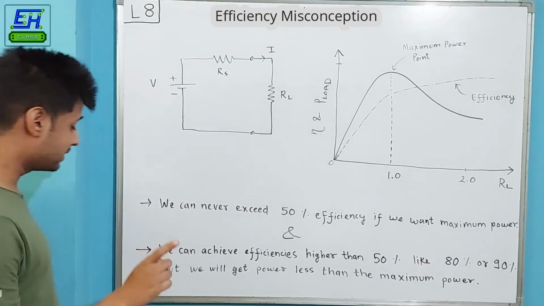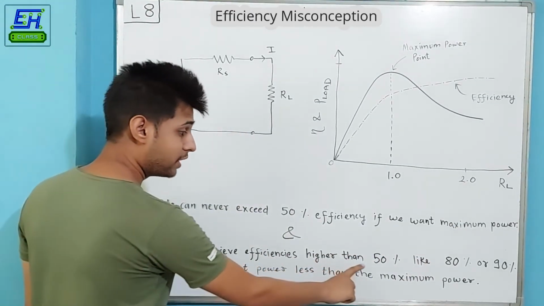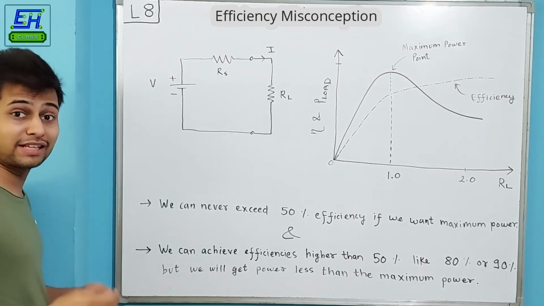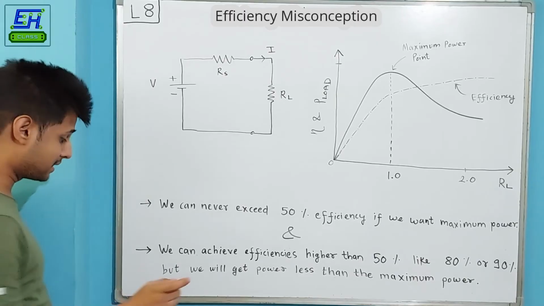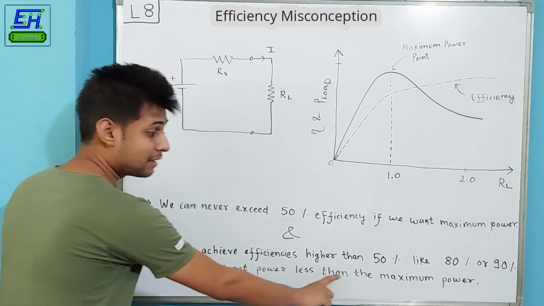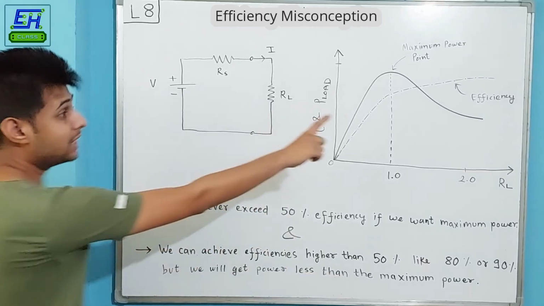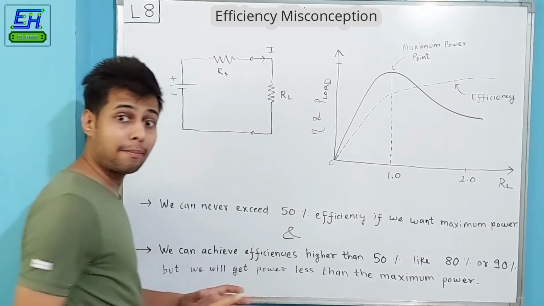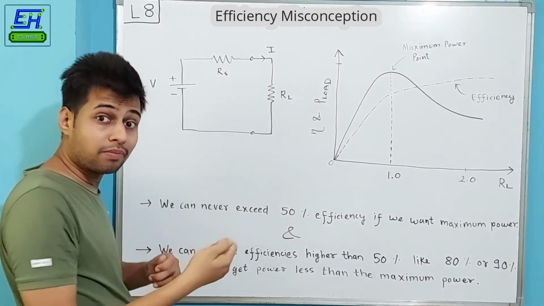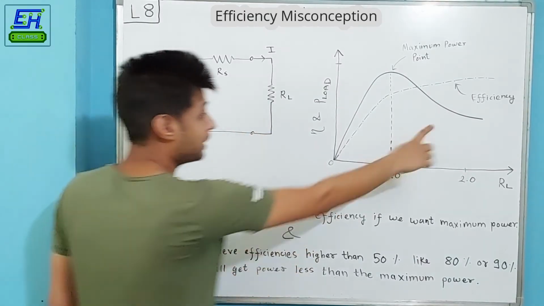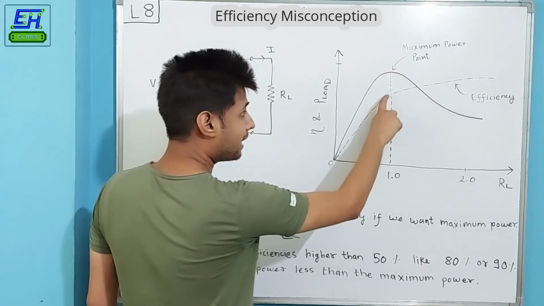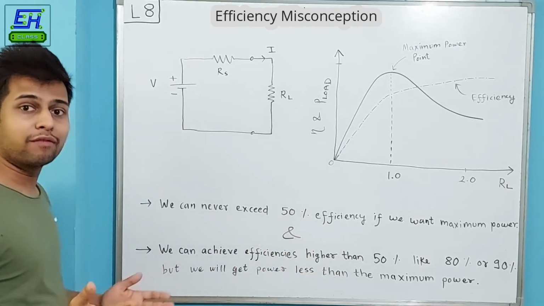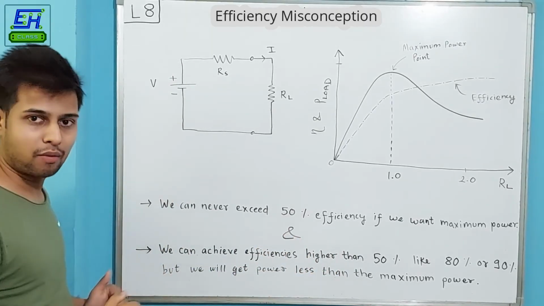And the second one is that we can achieve efficiencies higher than 50%, like 80% or 90% or even 98% in the case of SMPS or the switching mode power supplies, but we will get power less than the maximum power. We can see it from here. For higher efficiencies, the power is actually lesser than the maximum power which we can take from that source. Definitely it is lower than what we get at 50% efficiency. So we can get higher efficiencies, but we'll have to compensate for it with lesser power.